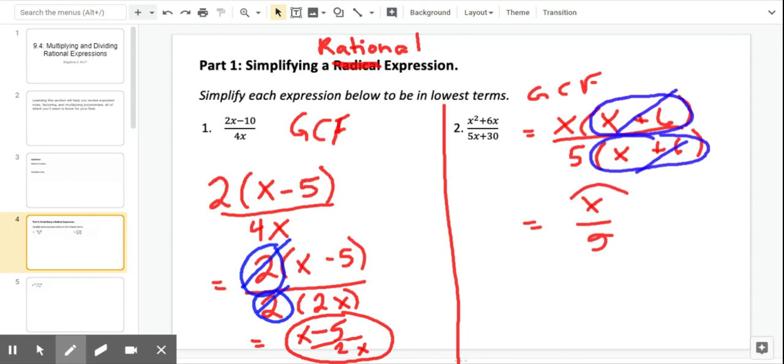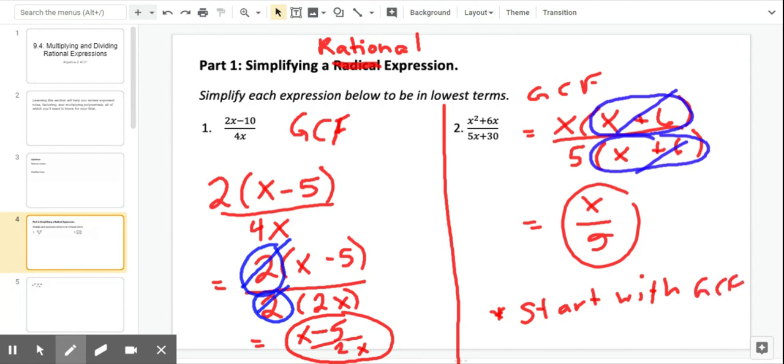So a good starting place, just a little note, I'm going to say start with GCF if you can. You can't always, but if you can, start with GCF. It's a good place to start. See where that gets you.